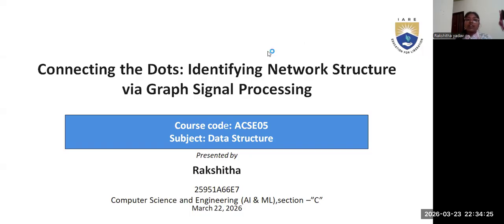My topic is connecting the dots: identifying network structure via graph signal processing.